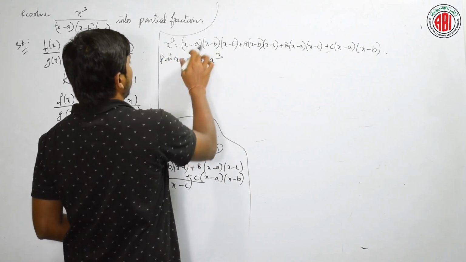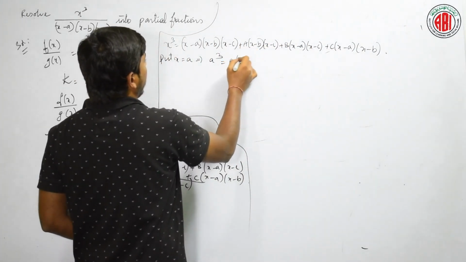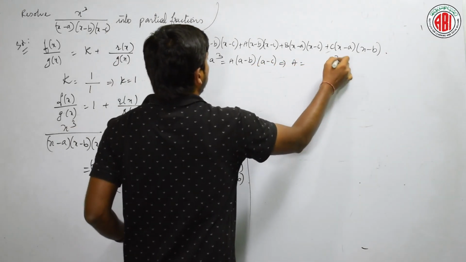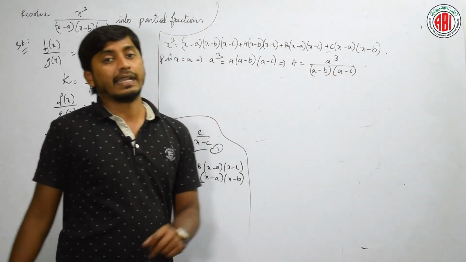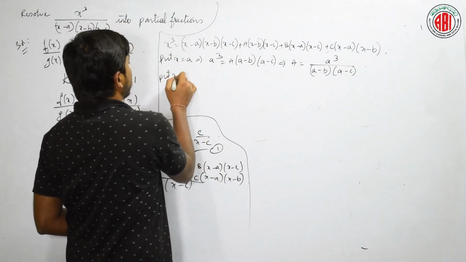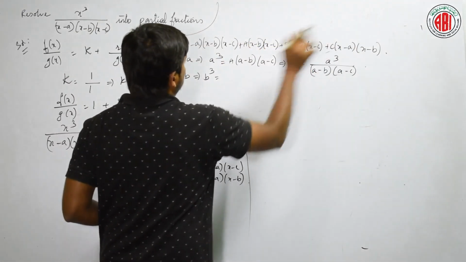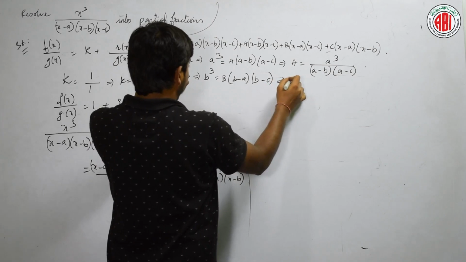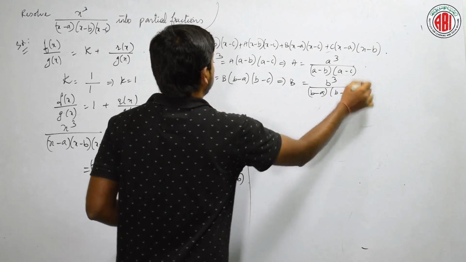What do we get? a cube equal to, this term will go, these 2 terms will go. We will be left with A into a minus b into a minus c. I will directly write A is equal to a cube by a minus b into a minus c. Is it? Similarly, let us put x equal to b. I will be left with b cube is equal to, again this term will go and these terms will go. x is equal to b, A into b minus a into b minus c. I will get B is equal to b cube by b minus a into b minus c.